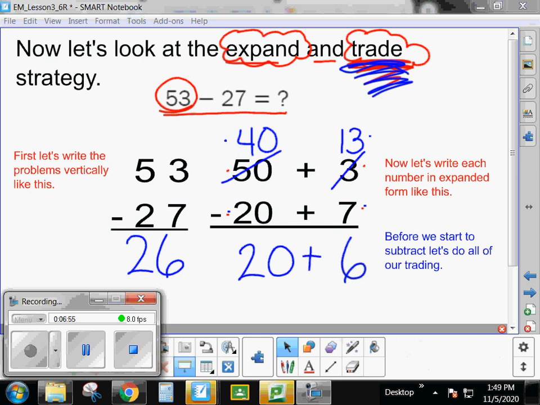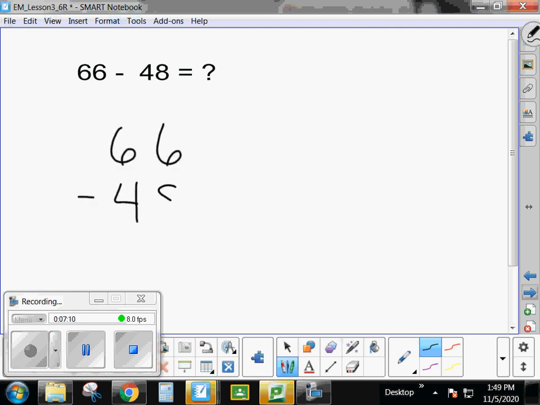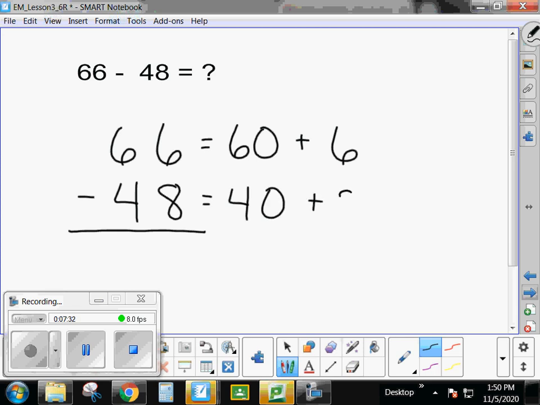All right, let's look at another problem, and I want you to try this one. Make sure you have your whiteboard or paper, and I want you to go ahead and rewrite 66 minus 48. I want you to rewrite it vertically. And if you need to pause the video to give yourself more time, go ahead and do that. Okay, now I want you to go ahead and write the numbers in expanded form. So 66 is really 60 plus 6. 48 is really 40 plus 8.